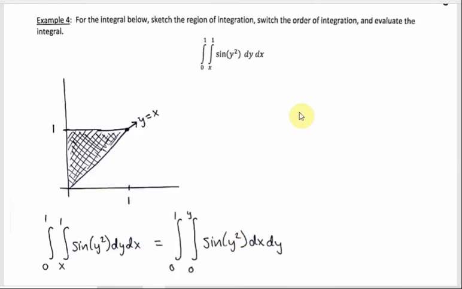Example number 4 is another one where it looks like we're kind of doing what we just did, because we're going to sketch the region of integration, then we're going to switch the order, but then we're also going to evaluate the integral this time.